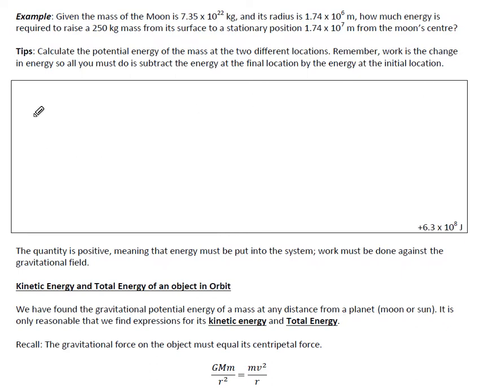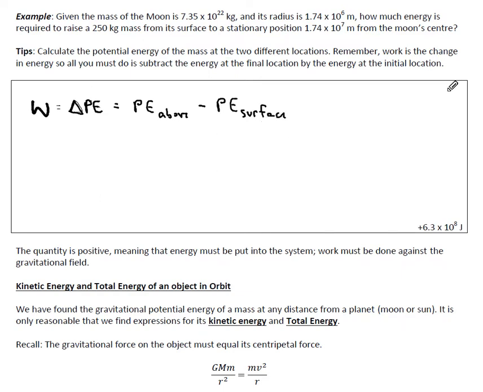So what we're looking for is, what is the work? So work is equal to the change in energy, so change in potential energy. So change in PE. In other words, we're trying to find out what is the potential energy above the surface, and we're going to subtract from that the energy at the surface. So we're going from the surface to that point above.